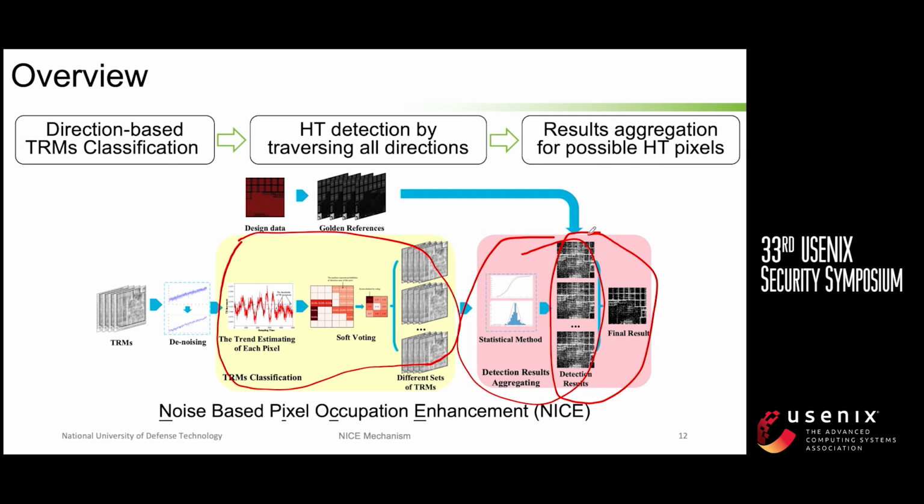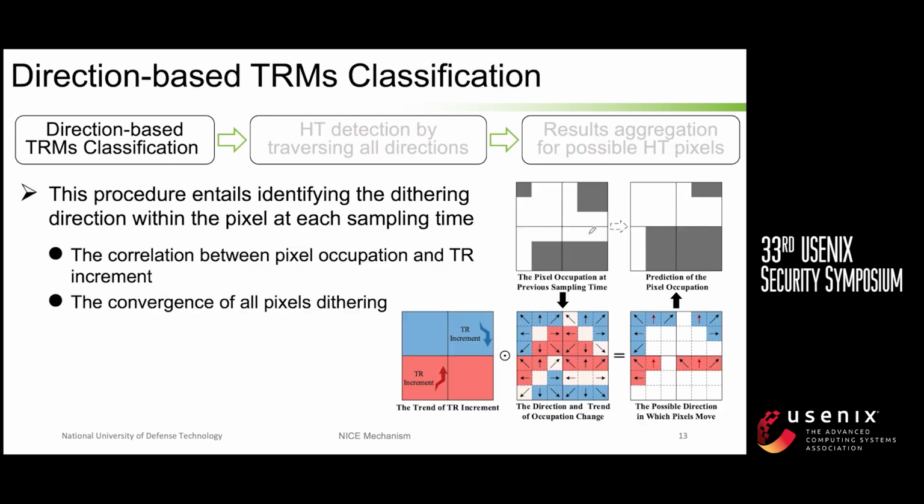So direction-based TRM classification is a key component of the NICE mechanism. This whole process involves identifying the dithering direction within pixels at each sampling time. The challenge is accurately measuring this tiny invisible dithering. Fortunately, the correlation between pixel occupation and TR increment can help approximate possible dithering directions.